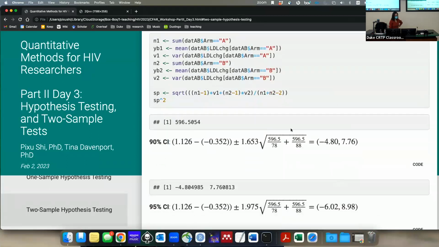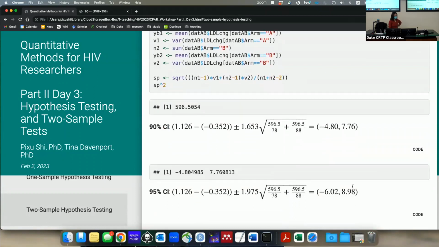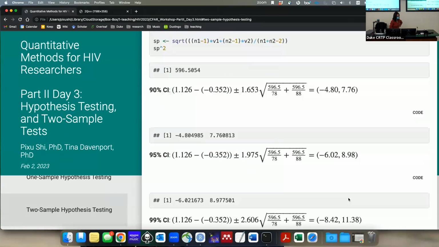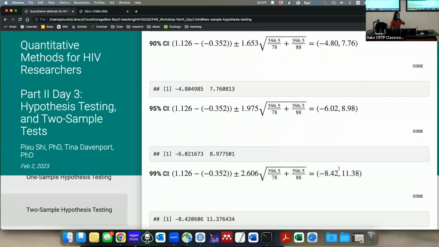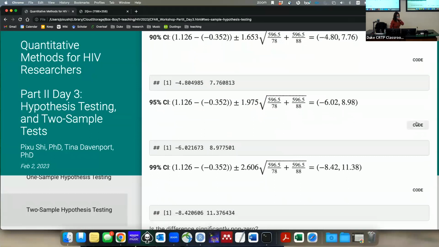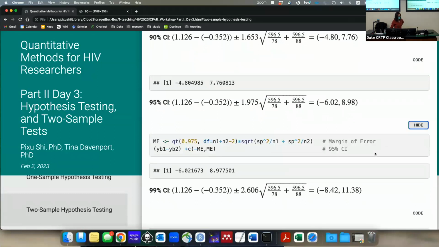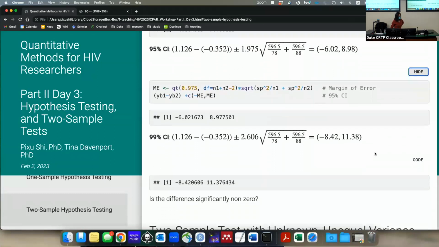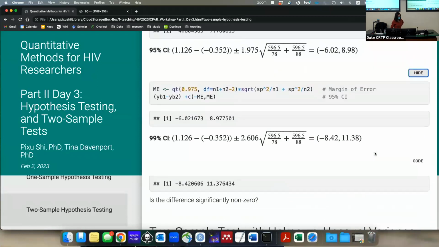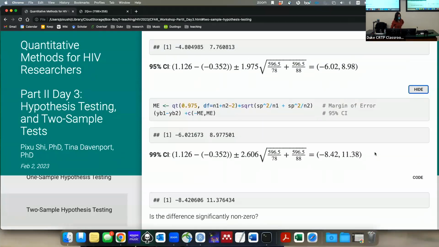So you can see that this is 90%, 95%. It's pretty obvious that this one is wider. So that's the two sample test with equal variance, when you assume the two sets have the same homogeneity.